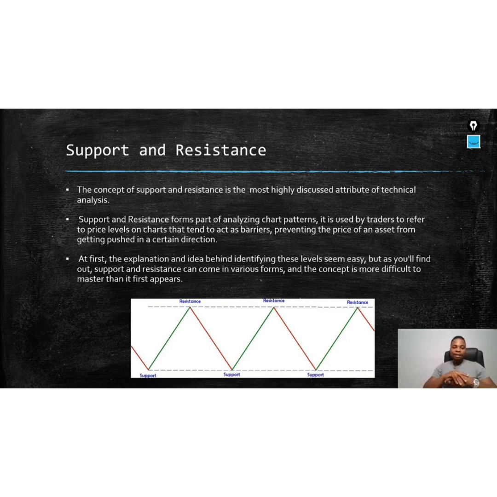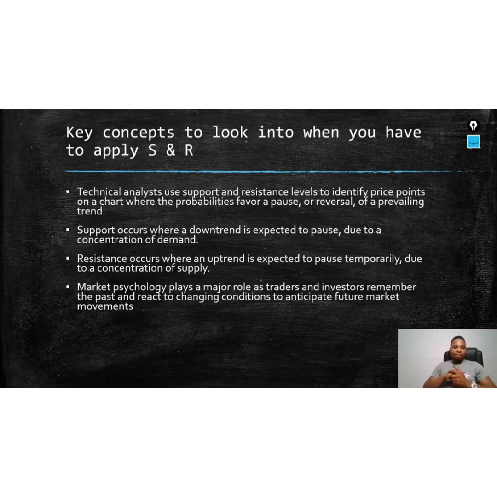At first, the explanation of the idea behind identifying these levels seems very easy, but as you'll find out, support and resistance can come in various forms, and the concept becomes more difficult to master than it first appears. As you will see from the picture, we have our resistance at the highest part, and we have our support at the lowest part. So I'll then move to another slide, and then we're going to have demonstrations as well, so that you can master the concept thereof. These are the key concepts that you must take into consideration when you apply S&R.